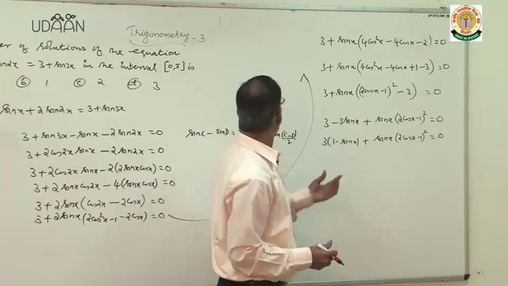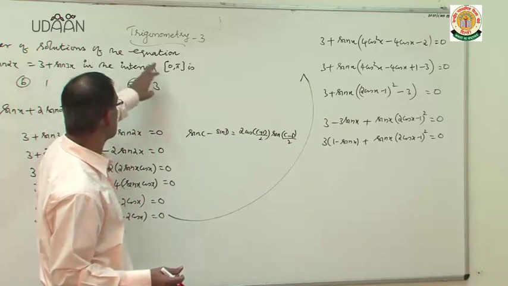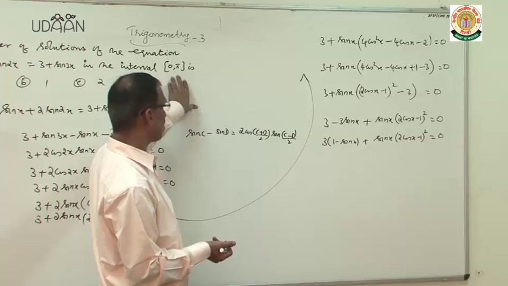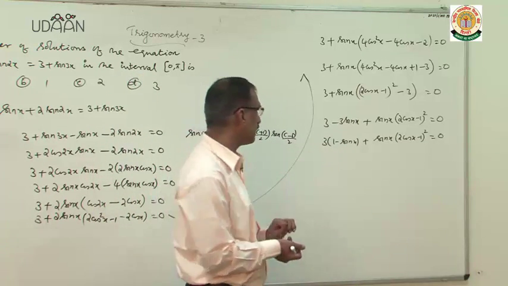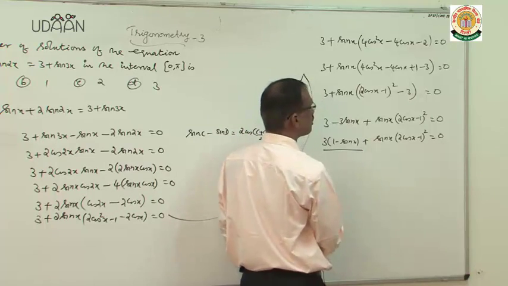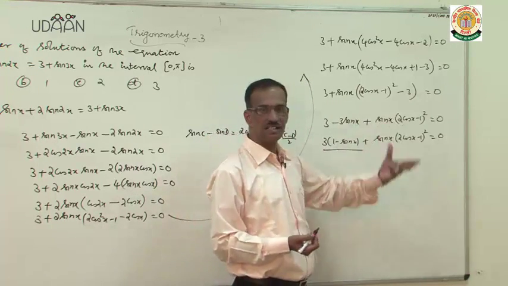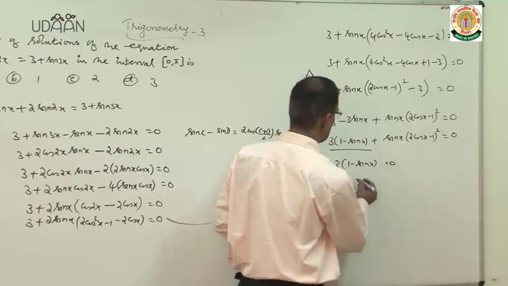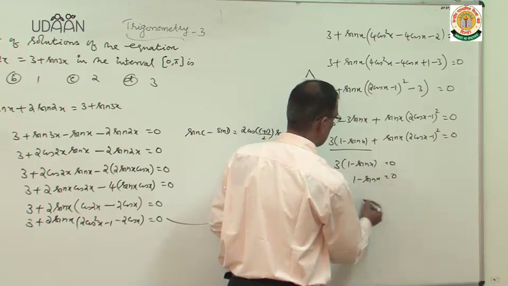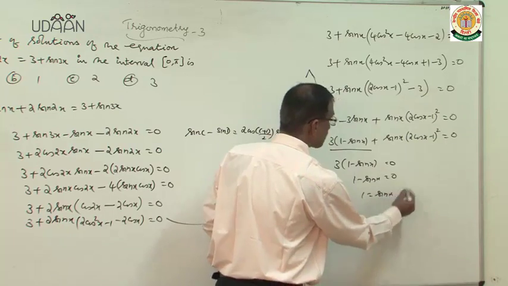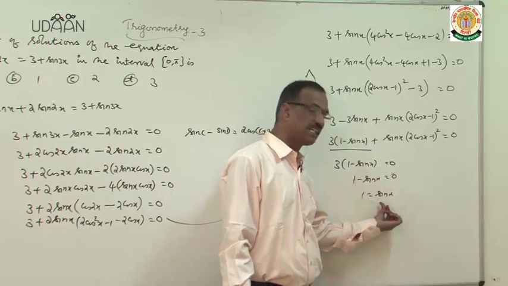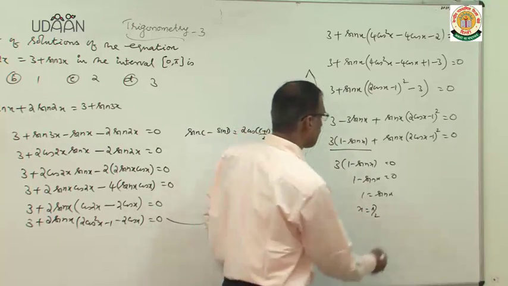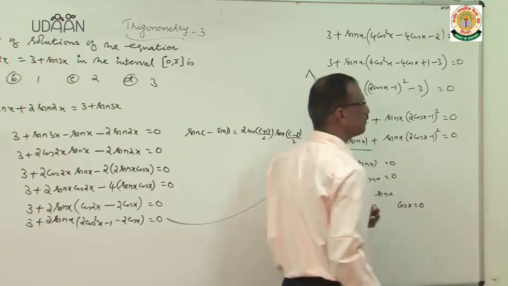Now, here it is given that the number of solutions of the equation lies from 0 to pi. So, 0 to pi means here sin x is positive, it is not going to be negative. So, now this is a positive value. That means 1 minus sin x is positive, so we get 3 into 1 minus sin x equals 0. That means 1 minus sin x equal to 0, or 1 equal to sin x. So, 1 equal to sin x means x is equal to pi by 2. In that case, cos x is equal to 0.